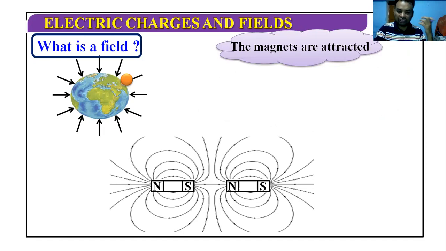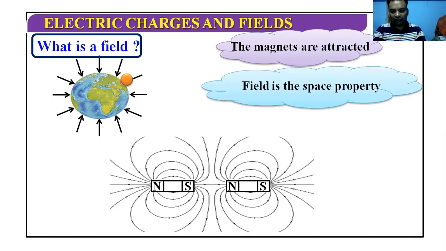Again, in the magnetic field, you can see two types of phenomena: either attractive or repulsive. But in the earlier case, the gravitational field, it is only one type of phenomenon. It is only attraction. There is no repulsive force in the gravitational field. Only attractive forces are there. But in the magnetic field, both forces are present.